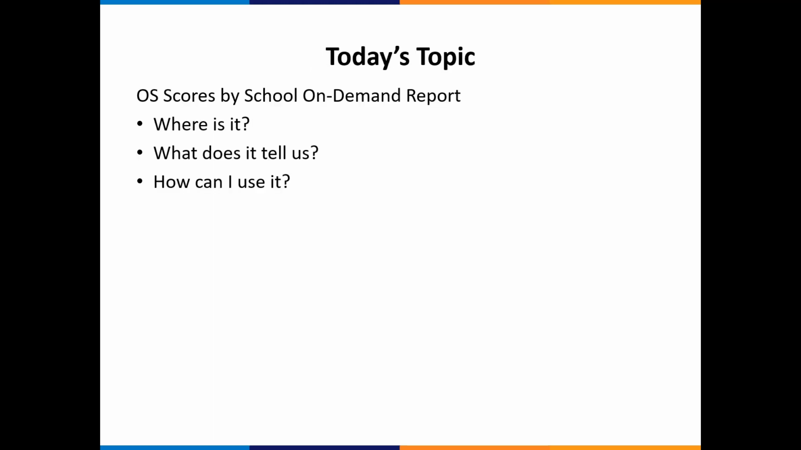And as I said, our topic is the OS Scores by Schools on-demand report. Specifically, we're going to talk about where is it, so where can you find it on the website. We're going to talk about what does it tell us, and then we're going to talk about how we can use it. So it's probably a little bit of the second part and the third part that we've not really covered in other videos, and so we're going to hit those last two parts hard for this episode and really get to know our OS Scores by School report.